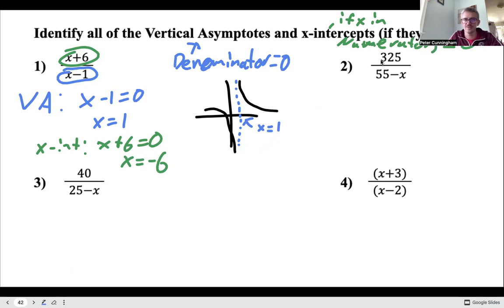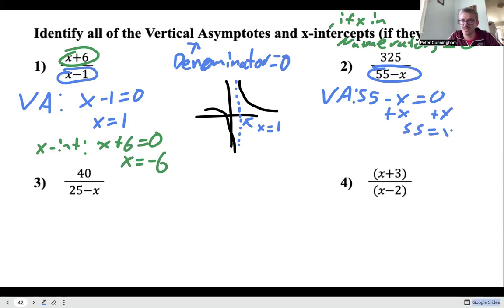All right, I'll go faster through the other ones, but wanted to make sure on that first one, you guys knew what was going on. All right, 55 minus x, a little tougher here. So for the vertical asymptote, 55 minus x equals 0. You could either do this in one step or two steps. I would add x to both sides. So then I have 55 equals x.